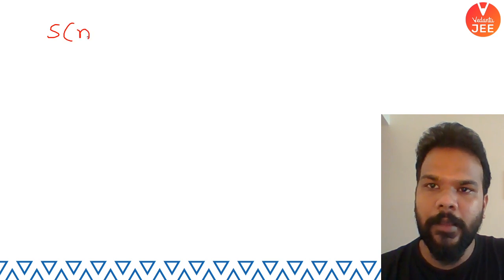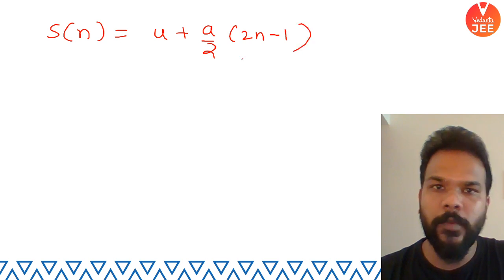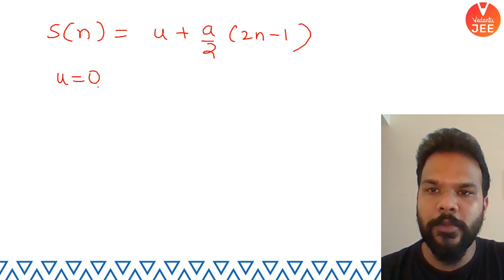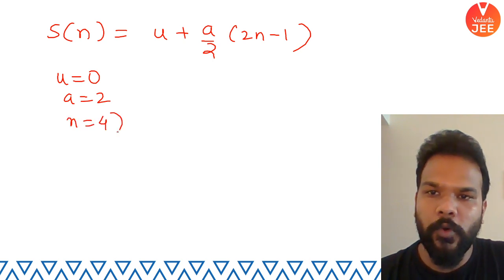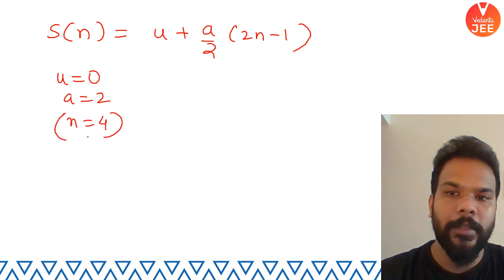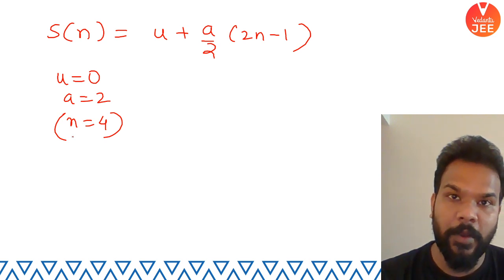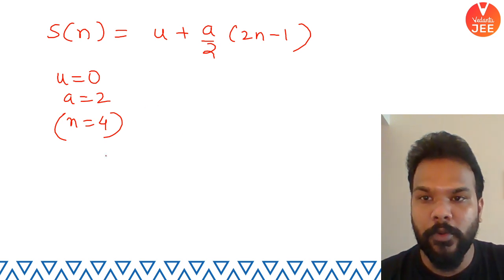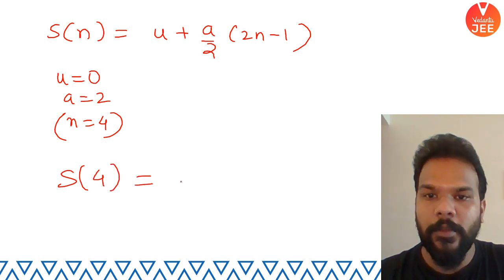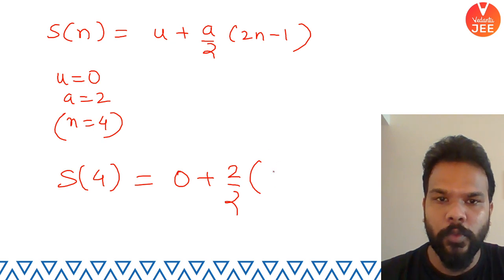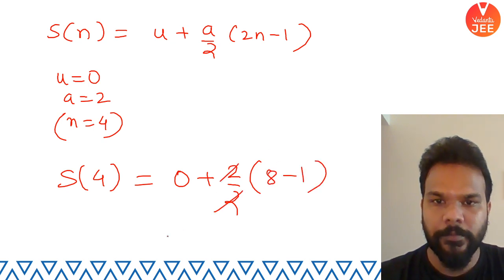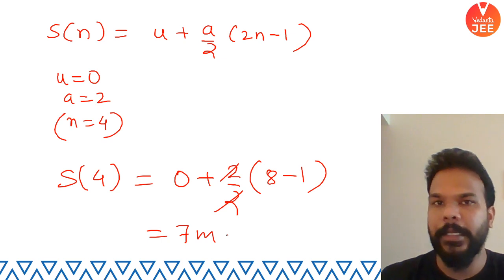Okay, so now by using the same formula, which is u plus a by 2 into (2n minus 1), if I now put u equal to 0 and a equal to 2, then for n equal to 4, I should get the value of the displacement covered in the previous case which we found, 16 minus 9, it should come out to be 7. So S4 will come out to be 0 plus 2 by 2, and here 2 into 4 is 8 minus 1. You can see it comes out to be 7 meters.